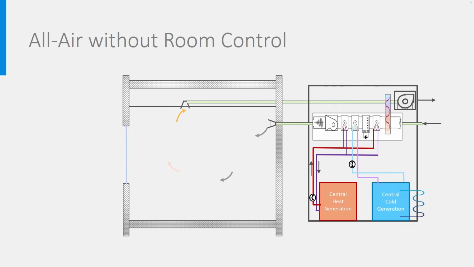Let's look now at the all-air system. In this system, there is no possibility to control the temperature at room level. The temperature and humidity are centrally controlled in the air handling unit, and the air is provided to the room at a preset temperature and humidity.